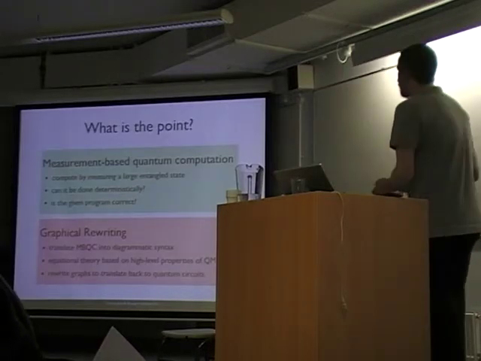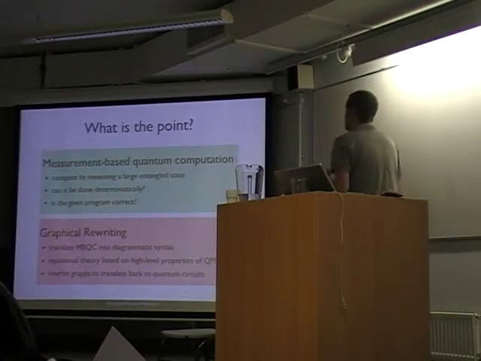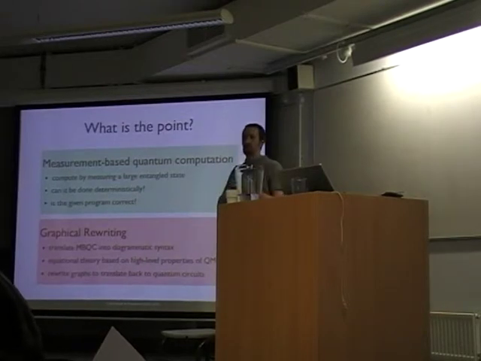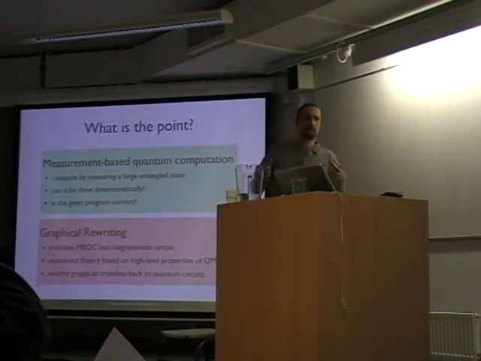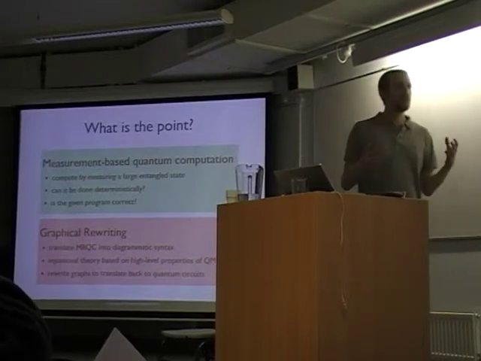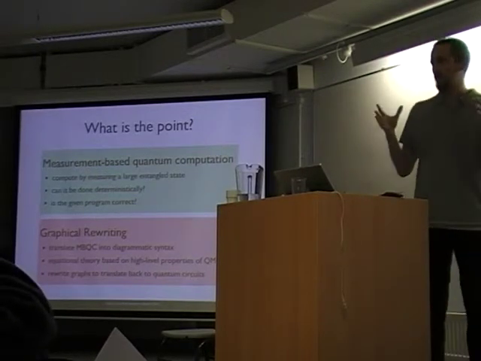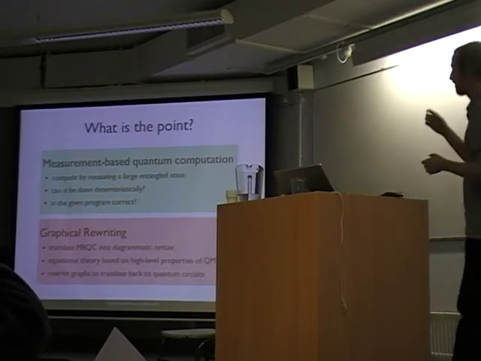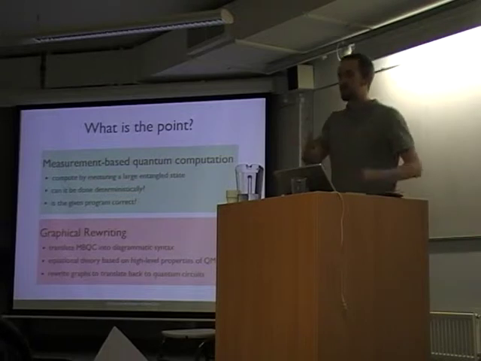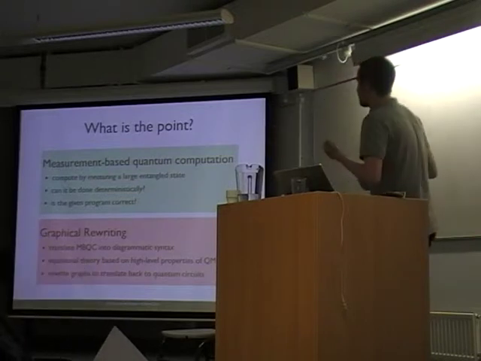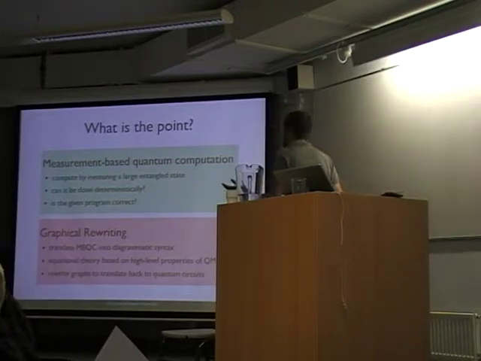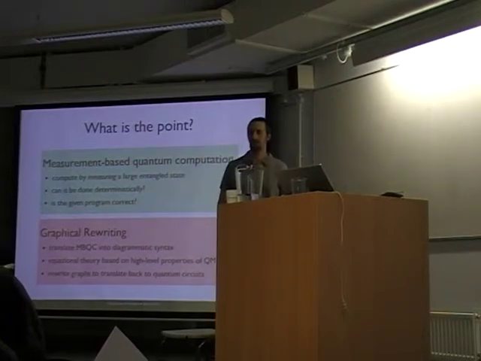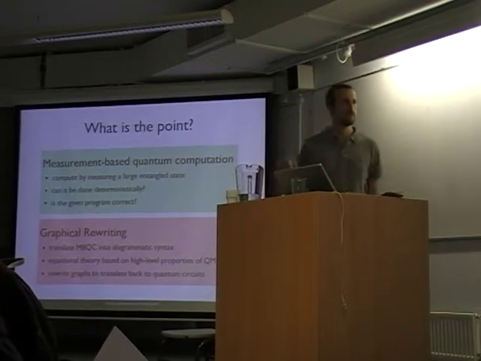So, what is it? Measurement-based quantum computation is the idea that, unlike in a conventional quantum computation where you have some state and you apply some unitary operator to it, in measurement-based computation you start with a very large entangled state and all you do to it is measure the parts of it one at a time. And eventually you end up with the final state of what you want to compute. And because quantum measurements are non-deterministic, an interesting question is, can you carry out this procedure deterministically? Or will you be defeated by the fact that measurement can go in two different ways?